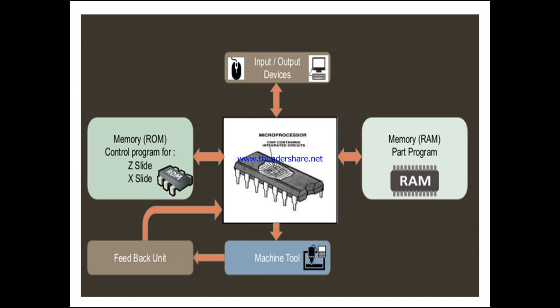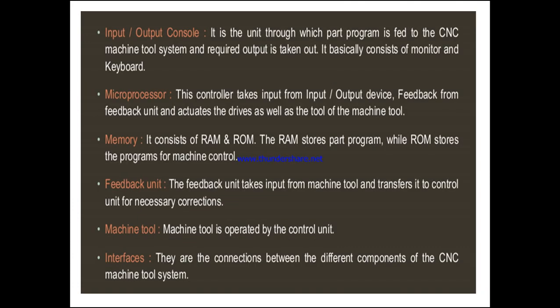If any feedback signals are to be given back, they are given by the feedback unit to the microprocessor. By this we can have overall control of the unit; input and output are controlled by using the microprocessor. The input is the unit through which a part program is fed to the CNC machine tool system, and the required output is taken out. It basically consists of a monitor, keyboards as well as computers. The microprocessor, this controller, takes input from the input or output device and feedback from the feedback unit, and actuates the drives as well as the tool of the machine tool.